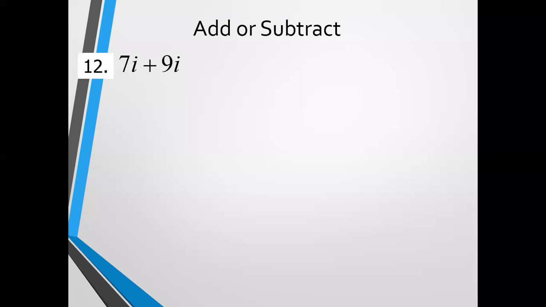So we want to deal with addition. When we add two imaginary numbers, what do we have? When we want to add 7i and 9i, all you need to do is add 7 to 9. When you add 7 to 9, you get 16. So your answer is 16i.